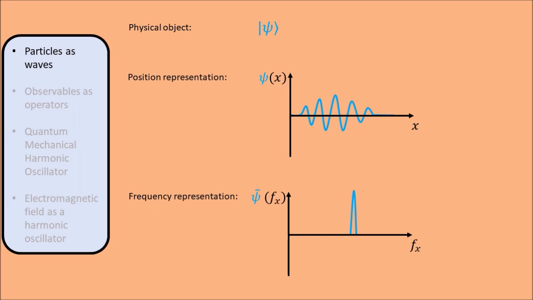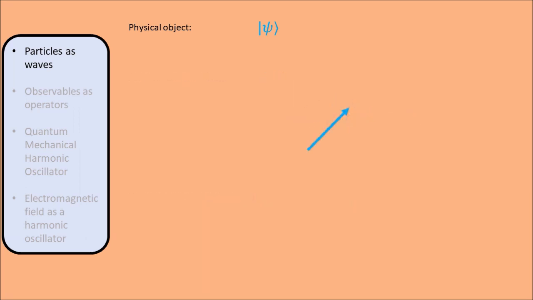As another example of how the same physical object can be represented in different ways, consider some vector. Currently, it's a physical object that exists, but we cannot yet represent it with some numbers. Once we choose a certain coordinate system, or basis vectors, we can express the vector in terms of these basis vectors.